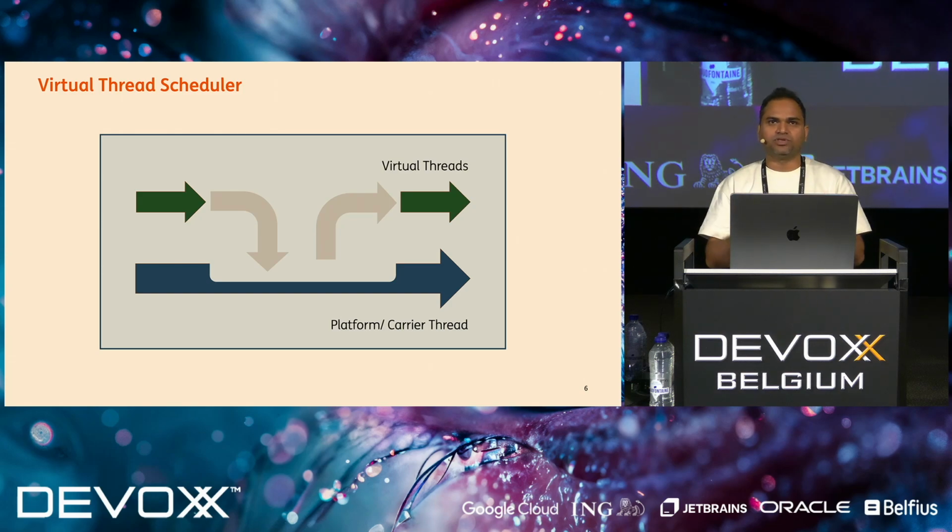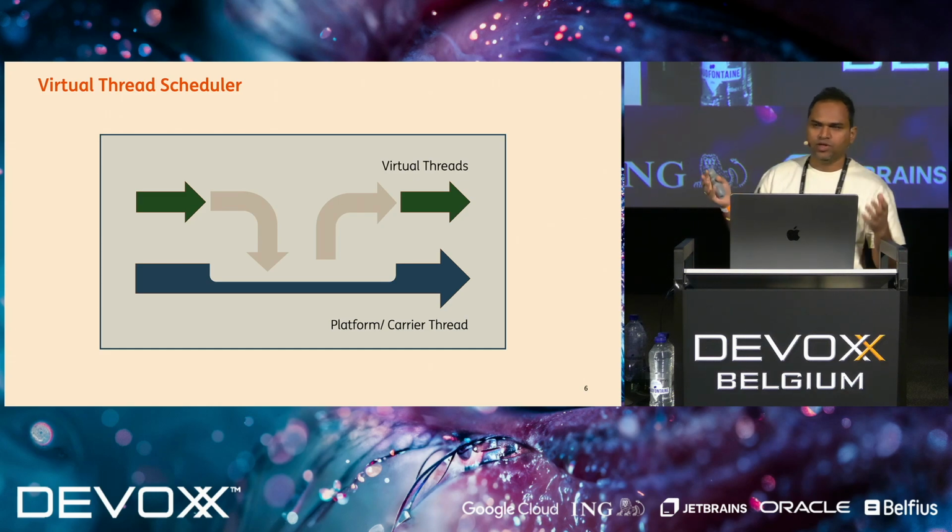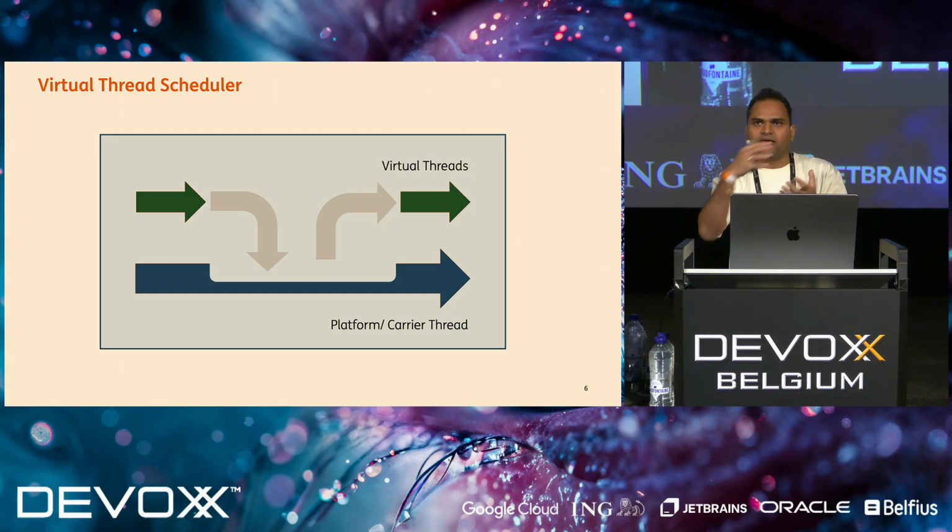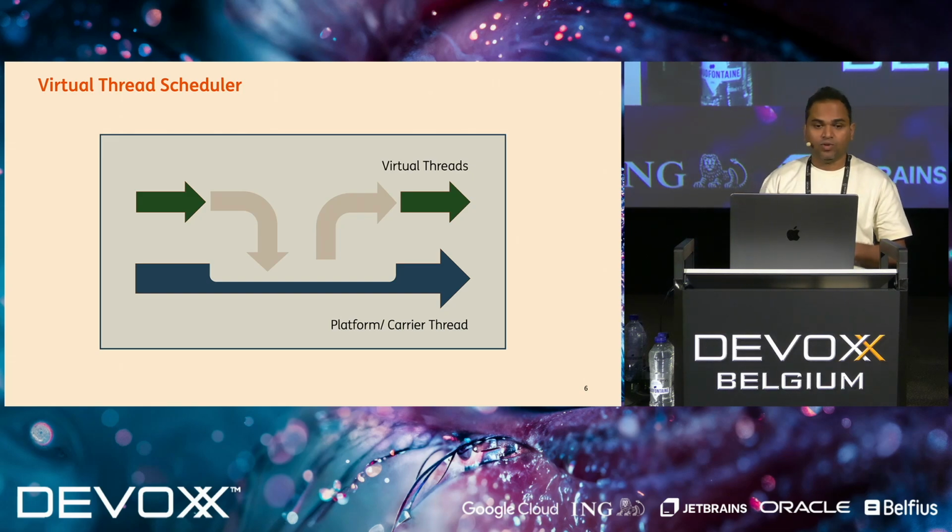So therefore, CPUs are highly efficiently utilized. And that's what makes virtual threads highly scalable. Also, in this entire endeavor of mounting and unmounting, the platform threads are carrying virtual threads. Therefore, they are also known as carrier threads. Well, that's a lot of theory.